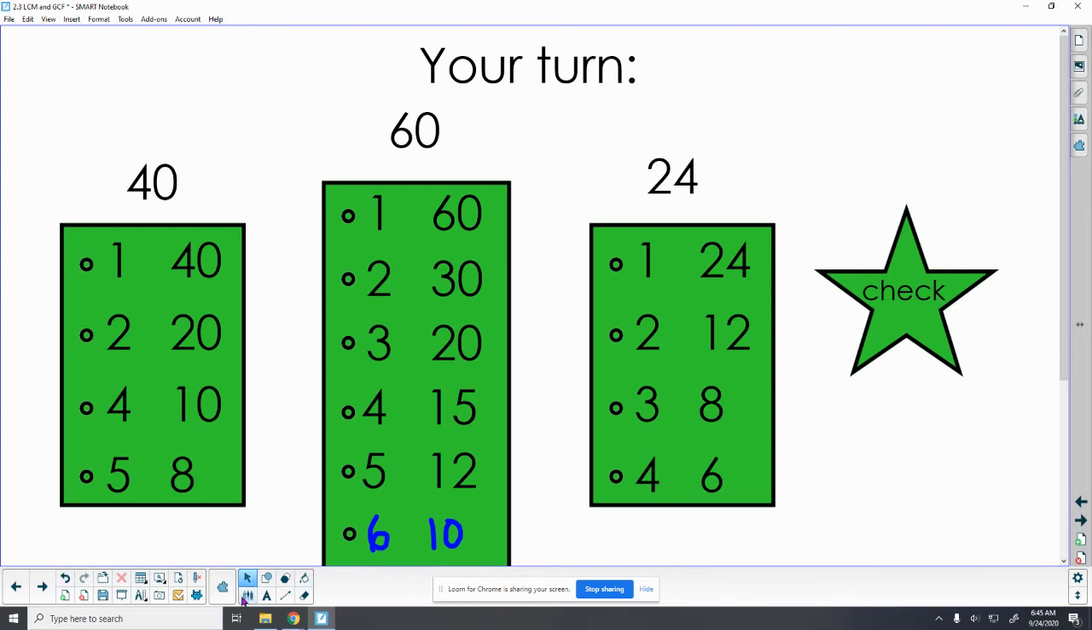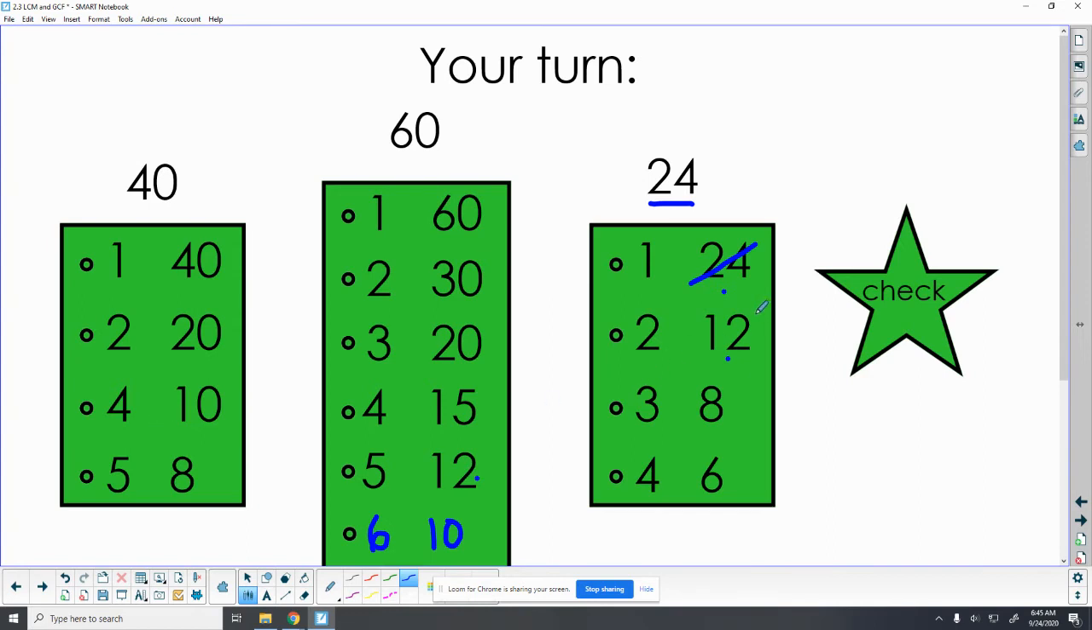So I'm looking for the greatest number they have in common. On 24, the biggest number is 24, so there's no way it could possibly be 60, and there's no way it could even be 40. So I'm going to use the smallest number and go backwards on its list to check. So do they each have 24? Nope.